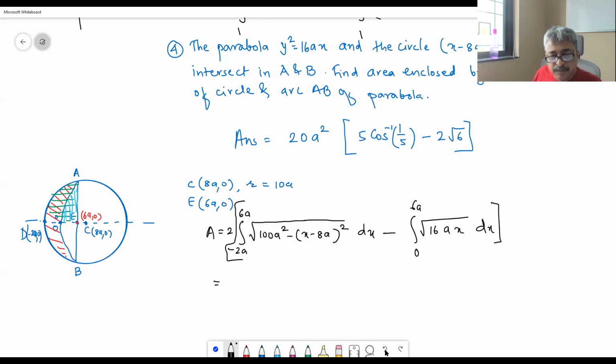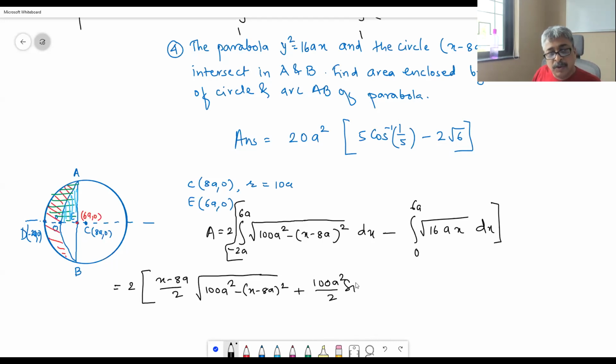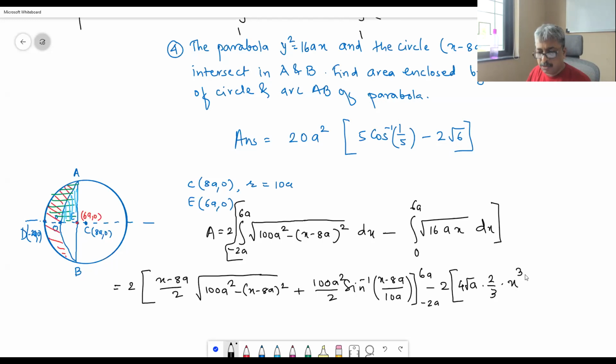Now it is your indefinite integral skill that you should use and solve this. So let me write down. Area is equal to 2 times, inside the bracket, (x minus 8a) upon 2 radical 100a square minus (x minus 8a) whole square, plus 100a square upon 2 sine inverse of (x minus 8a) upon 10a, to be evaluated between minus 2a to 6a, minus 2 times 4 root a into 2 by 3 into x raised to 3 by 2, to be evaluated between 6a to 0, right?